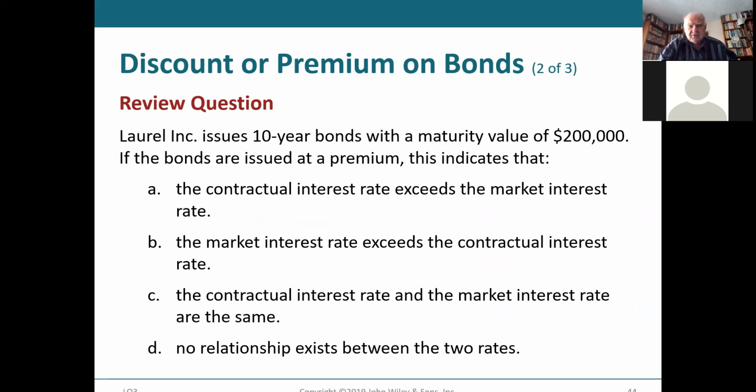Laurel Inc. issues 10-year bonds with a maturity value of 200,000. If they're issued at a premium, it means that the contractual rate exceeds the market interest rate. That's a relationship, Derek, that you just have to have in your mind as you do these problems. If we're paying more than the market rate, we're going to get a premium. We're going to get 103,000. If the market rate is above what we're paying, it'd be the opposite. We'll get 90-something thousand.